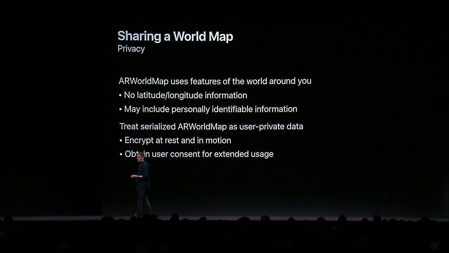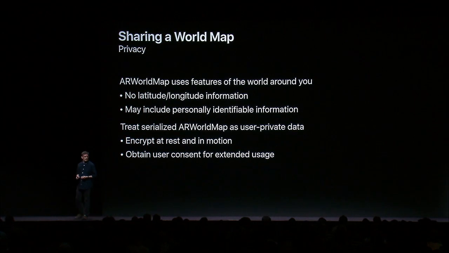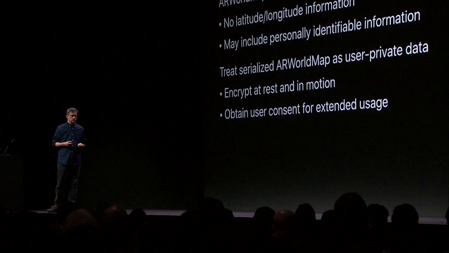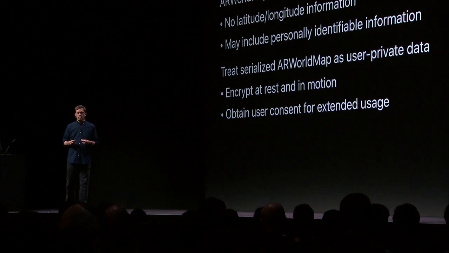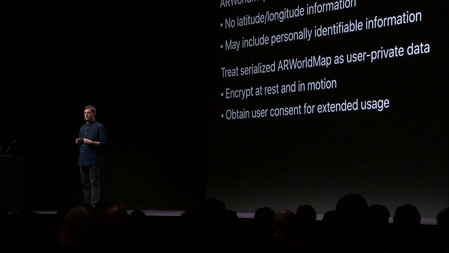So we recommend that you treat a serialized world map the same way you would any other user-created private data. This means that you want to make sure that you're encrypting it both at rest and when moving across the network. You may also want to let your users know if you're planning to save that world map information for an extended period of time, past a single session of your application. In SwiftShot, we're able to take advantage of iOS's built-in encryption for encrypting the data while at rest. I'll talk next about how we did the networking for encryption on the networking.